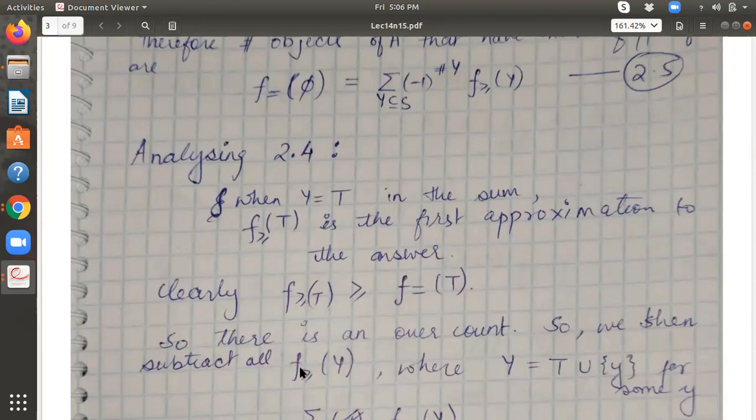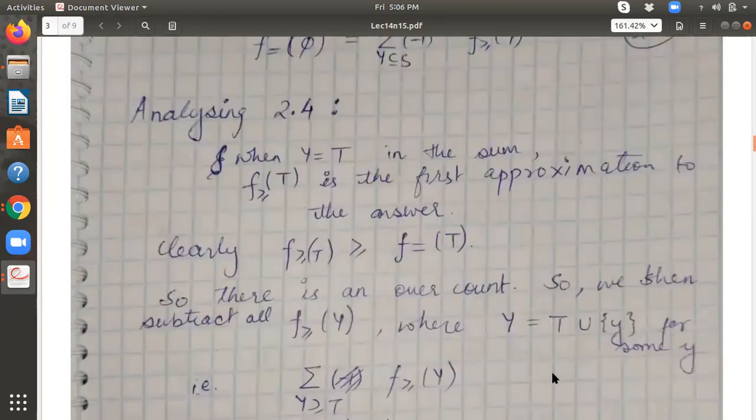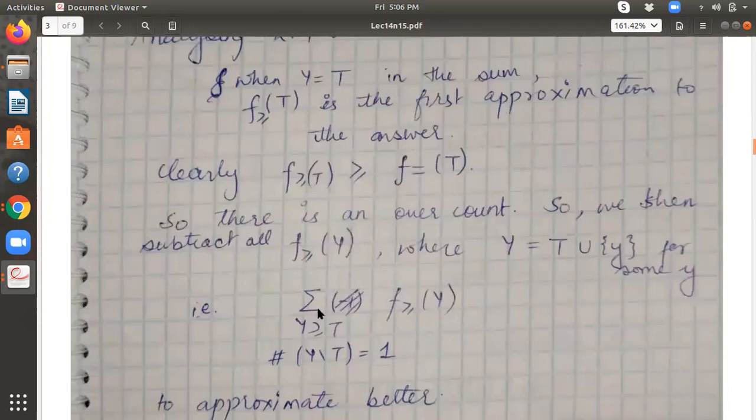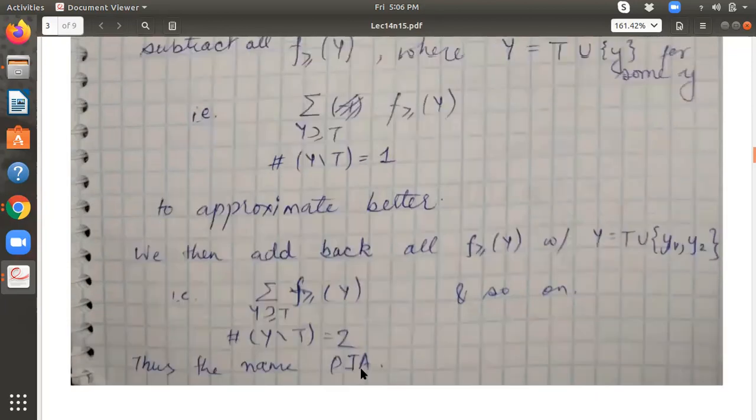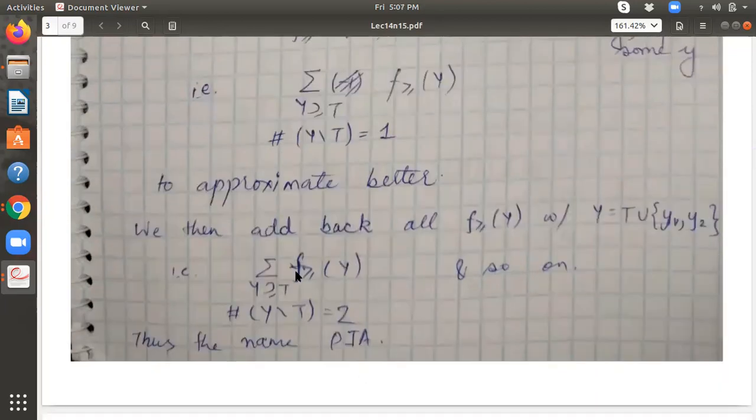So we then subtract all the f greater than or equal to Y, where Y is one element extra from T, which is the same as saying that you subtract the summation of f greater than or equal to Y, Y contains T, and the difference between these two sets is exactly one. To approximate better, you then put back all the elements where two of these come together, T union Y1, Y2. So you add back all such sets and so on. And therefore the name for such a principle is the principle of inclusion and exclusion. All right?